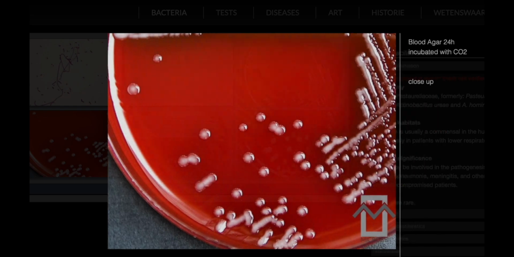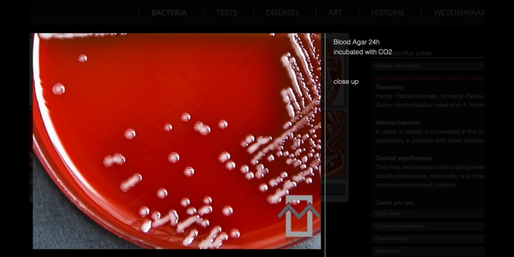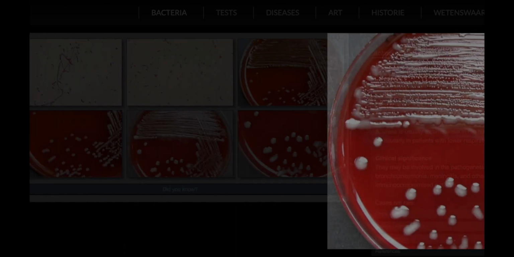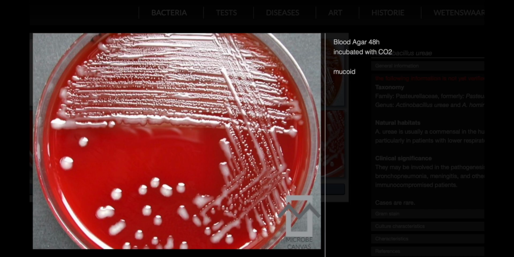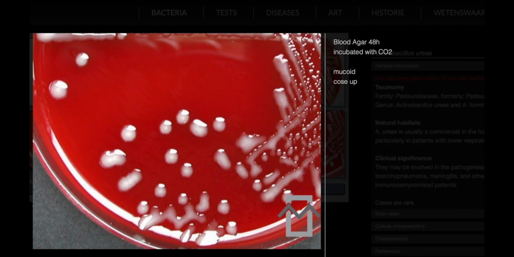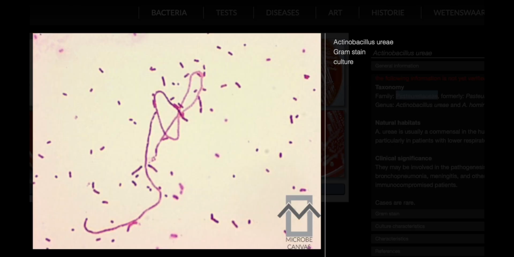Notably, smooth colonies showcase a distinctive domed shape and possess a bluish tint when observed under transmitted light. While Actinobacillus ureae thrives on BA and brain-heart infusion blood agar, BHIBA, it fails to grow on MacConkey agar, a selective medium often used to differentiate between lactose-fermenting and non-lactose fermenting bacteria.